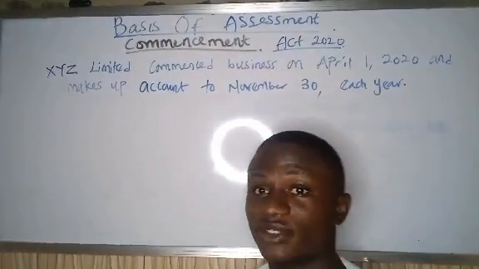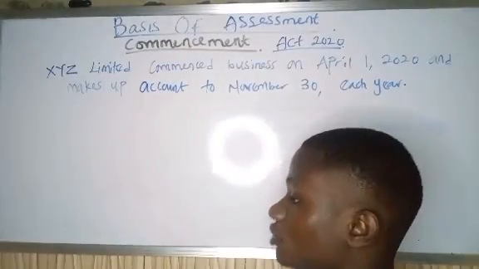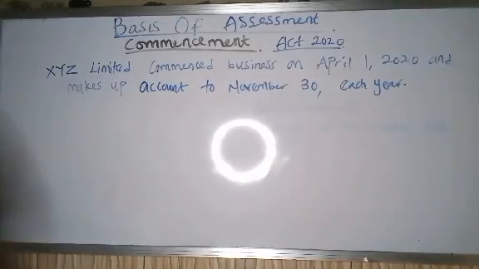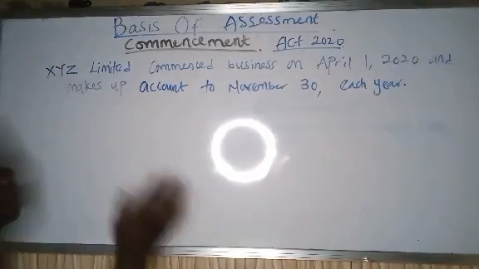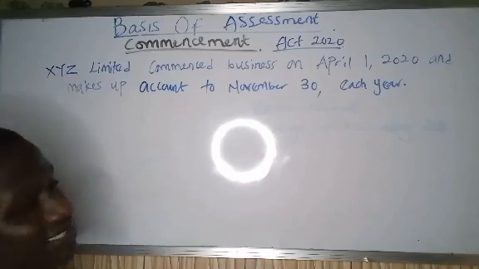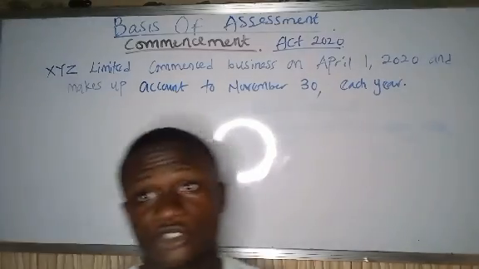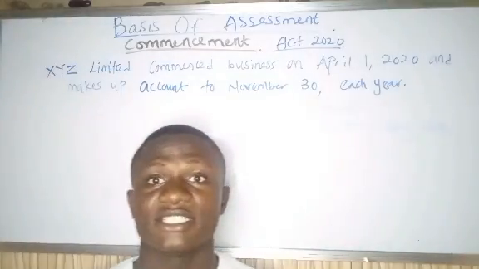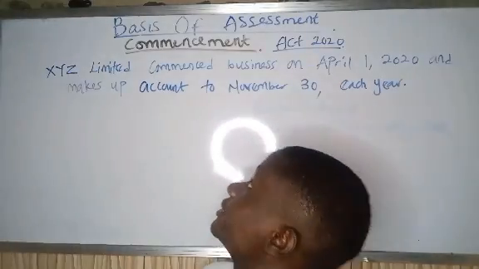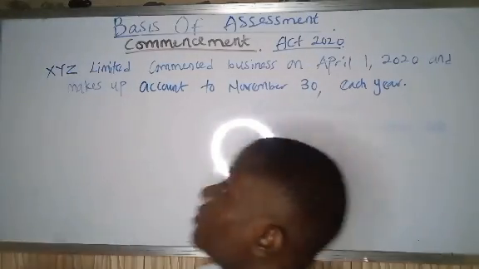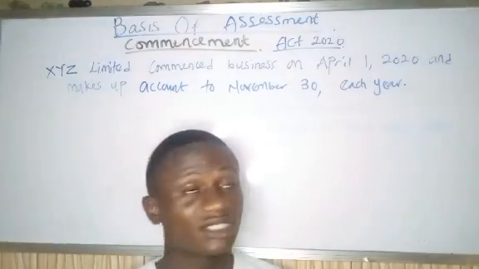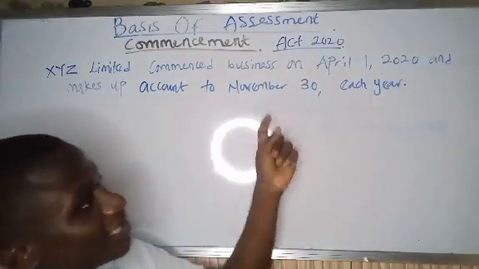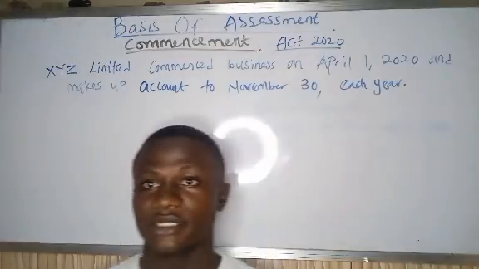So here we go. We have a question on the board, which goes thus: XYZ Limited commenced business on April 1st, 2020, and makes up accounts to November 30th of each year. So from the question on the board, a business started April 1st, 2020, and makes up his account. That means he decided to end his accounting year November 30 of each year.